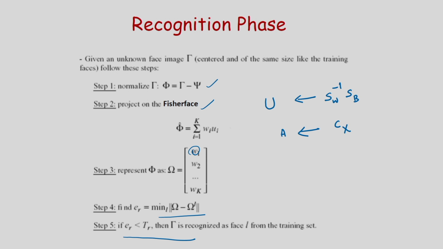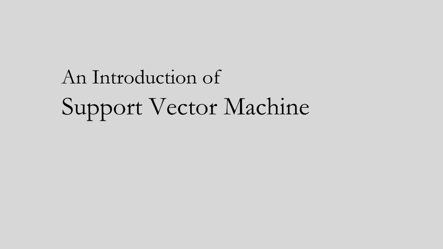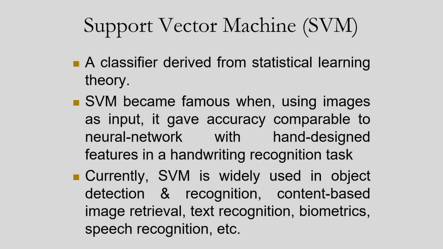Now next I will discuss the concept of the support vector machine. Briefly I will explain the concept of the support vector machine. So what is a support vector machine? Support vector machine is a classifier derived from statistical learning theory, and already I have explained it is a discriminative model, because in this case I do not need the information of class conditional density. So I have to determine the best decision boundary between two classes.